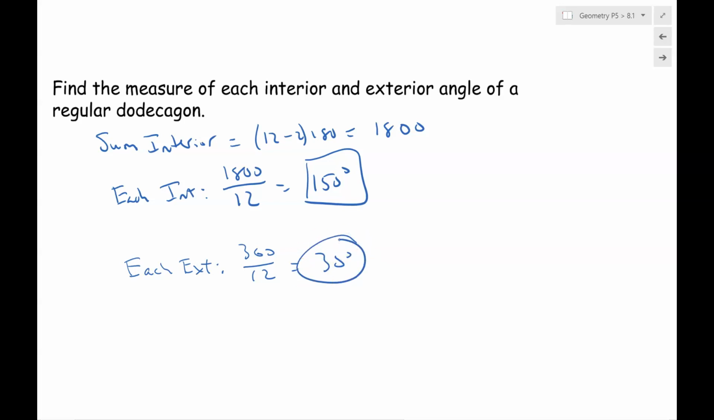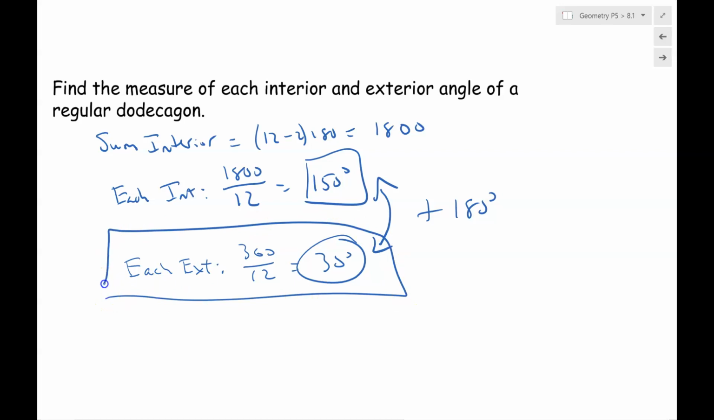Okay. Now, here's something I want you to notice. These two right here, interior and exterior, add up to 180 degrees, and they always will. Remember when we found what the exterior was in the last video, we used that fact. And why that's helpful is I can actually find this one, the exterior one, really easily.